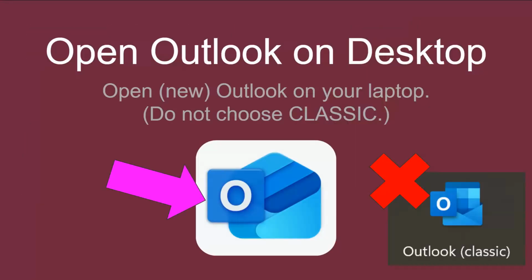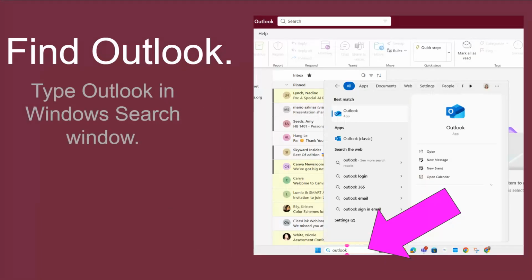To get started, you'll need to open Outlook on your desktop. We're going to be using the new Outlook application. Let me show you how to find it. When you open your laptop, you'll see a search bar at the bottom. Just type in Outlook and you'll see a pop-up window. You're going to look for the Outlook app, not Outlook Classic. Be sure to select Outlook app.